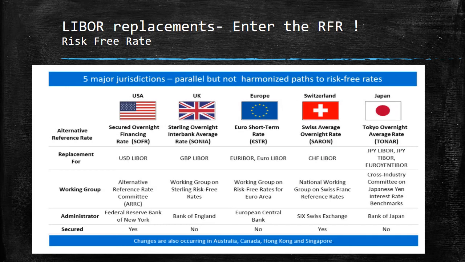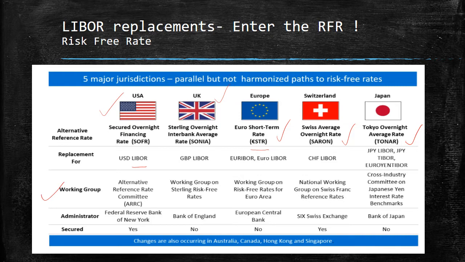LIBOR has been replaced for 5 major currencies, and each of them has its own risk-free rate name. For example, in the US, it is SOFR, Secured Overnight Financing Rate. In the UK, it is SONIA, Sterling Overnight Interbank Average Rate. For the Euro, it's the Euro Short-Term Rate. SARON is for the Swiss, and TONAR is for the Tokyo or JPY currency. So each of them has replaced LIBOR.